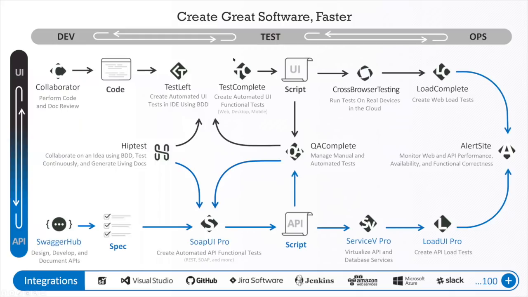And then we have our UI and API layer on the y-axis. So we have tools from the front end, TestLeft, TestComplete. They're going to be your functional testing tools. And then the API side, SoapUI Pro, ServiceV Pro, LoadUI Pro. Those are our tools on the API side that we'll be talking about more today.